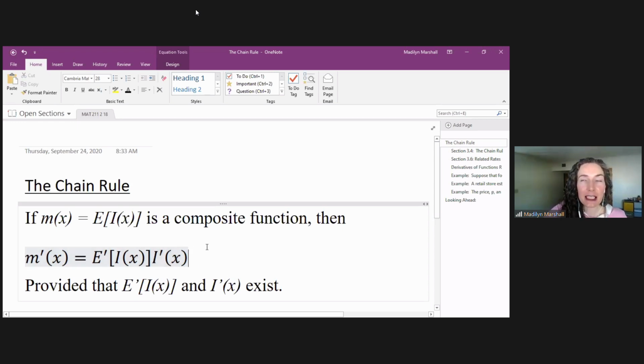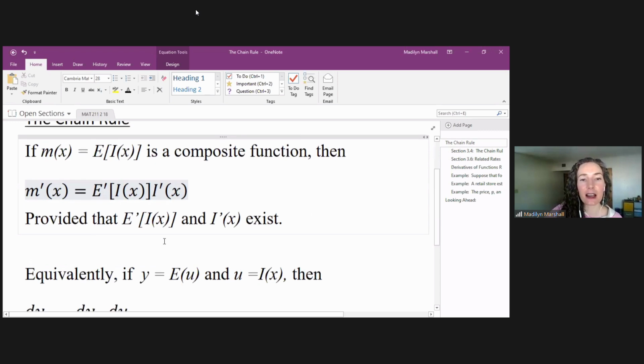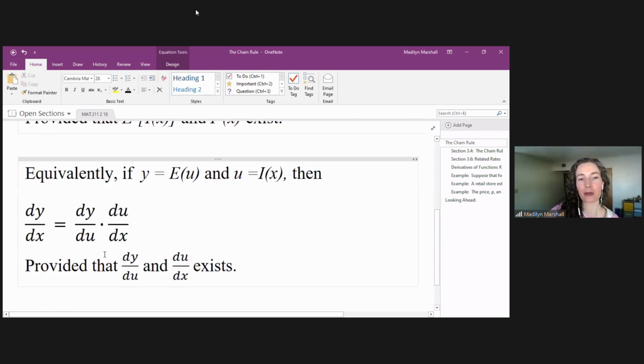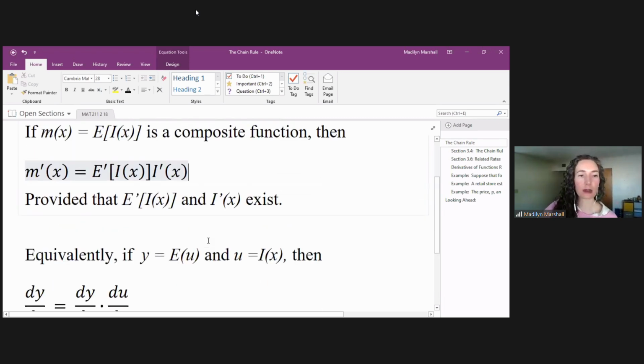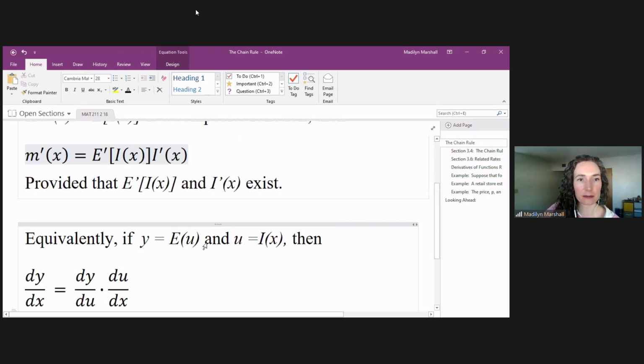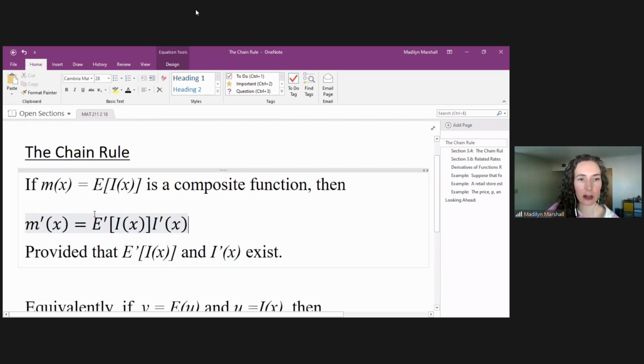However, we'll see that when we use the chain rule in kind of a weird way in section 3.6, this other definition might be more useful. So I'll bring that back up at that time. But both of these were in class on Tuesday, so neither of these are new.